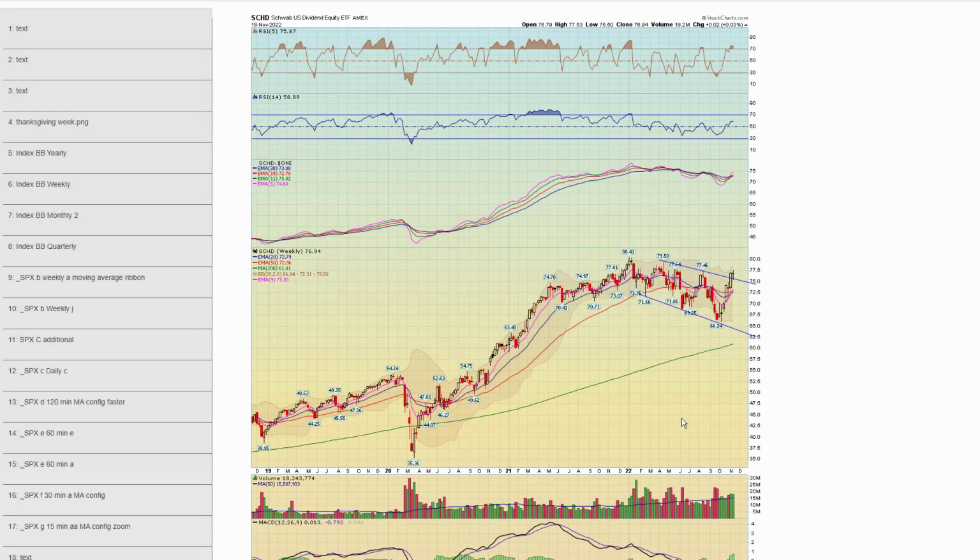Next, chart 84, SCHD. Here's another chart I like, ETF I like long term. It's a dividend play, similar to the VYM. This one's also, I think it's up for the year now, technically.